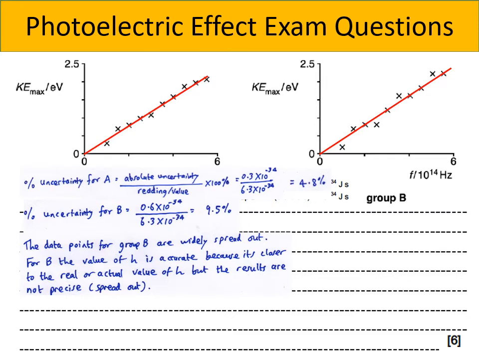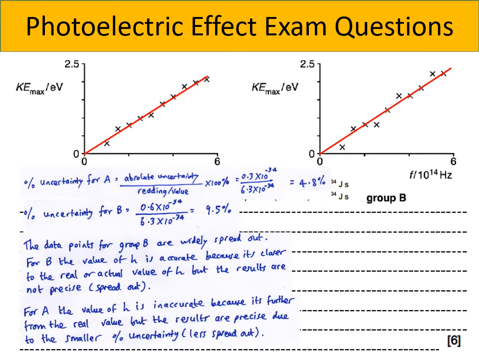Okay, now we can analyze the accuracy and precision of these sets of data. The data points for group B are widely spread out, and we can see that by looking at the graph, and that's why I drew the line, because the points are quite far away from our line of best fit. For group B, the value of H is accurate. Why is it accurate? Because it's closer to the real or actual value of Planck's constant, which is 6.63 times 10 to the power minus 34. But the results are not precise. And if they're not precise, it means that they are spread out.